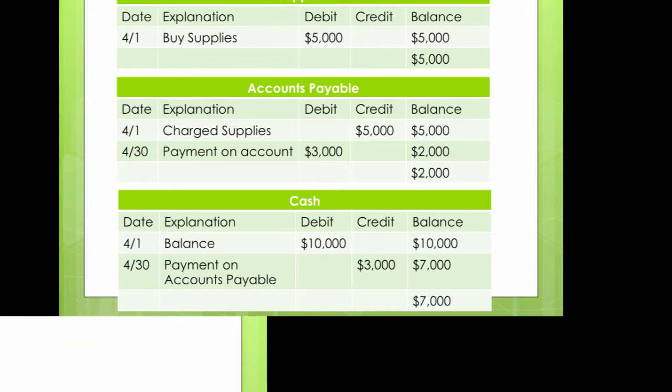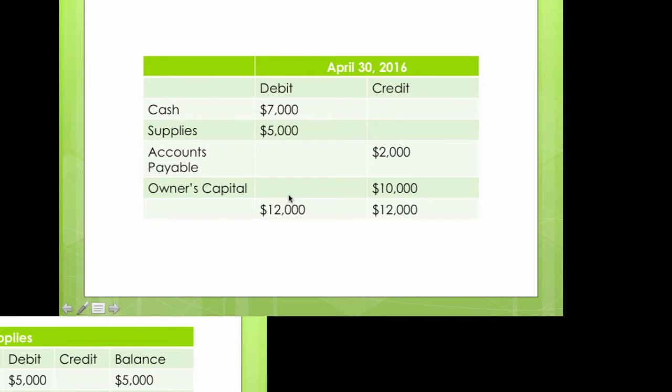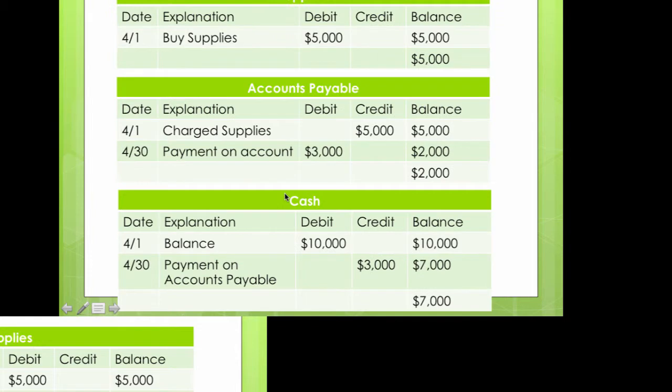So how do you know if you recorded everything correctly? One way to check is by completing a trial balance. This is what a trial balance looks like. This is a list of accounts with the balances that you have determined over in your general ledger.